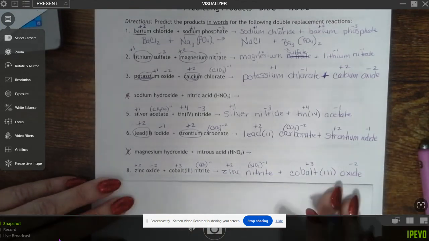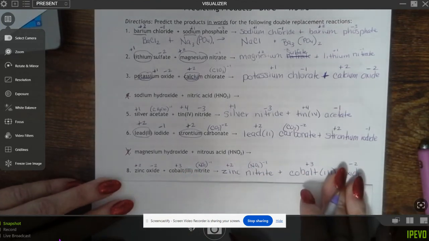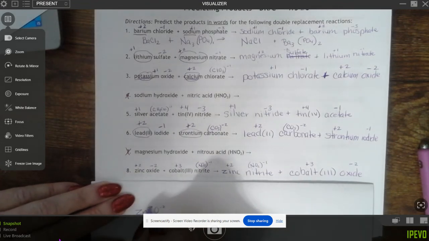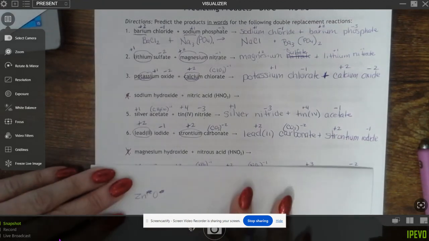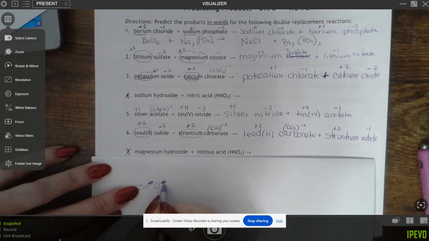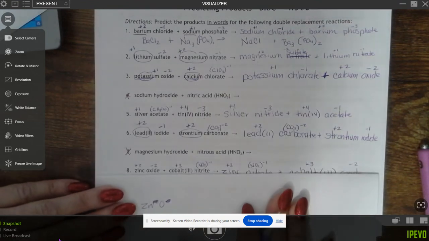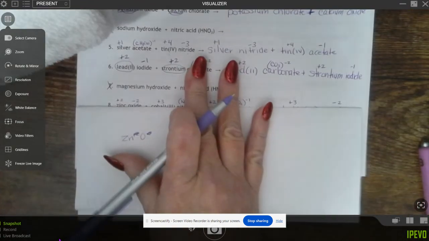And by writing these charges, I feel like it just makes it easier than if you have to do zinc +2, oxygen -2, and then rewrite it, because I don't want to see your charges as part of your chemical equation. All right, so I need to slide this up so you can see what I'm doing.